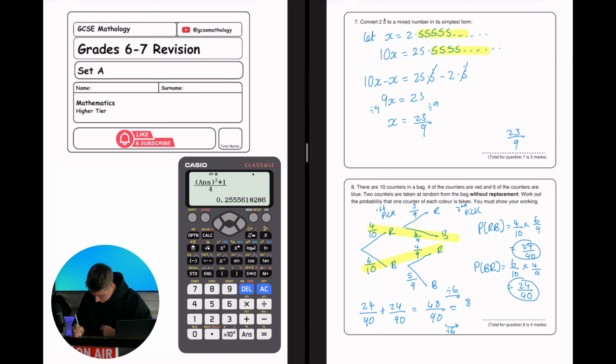So we're going to get 8 over, and then just to check, 90 divided by 6 is equal to 15. So the final answer is 8 over 15.